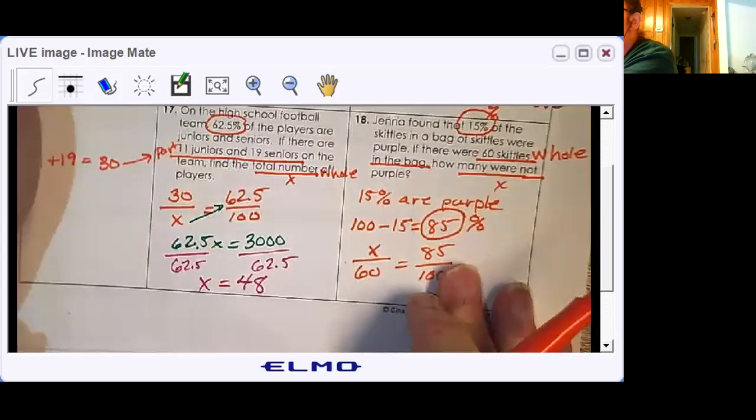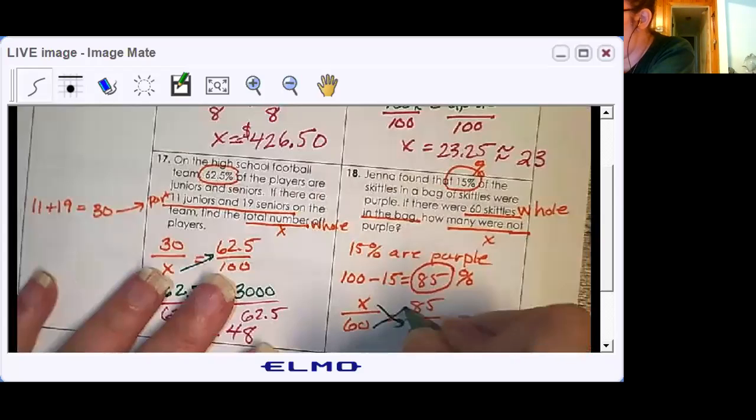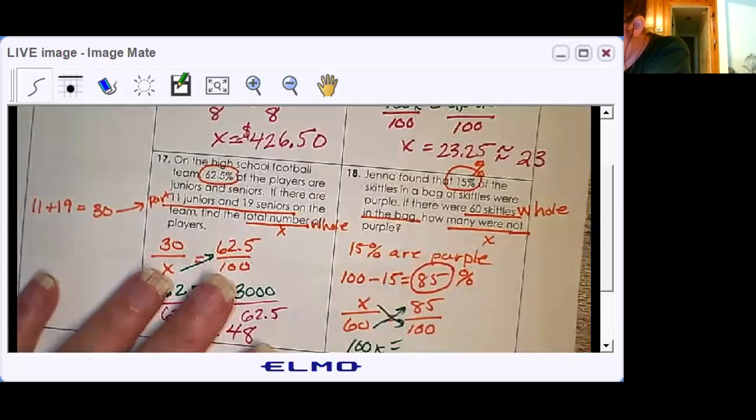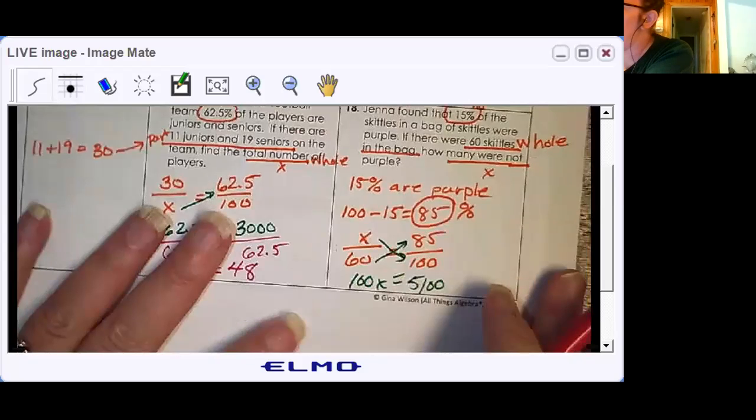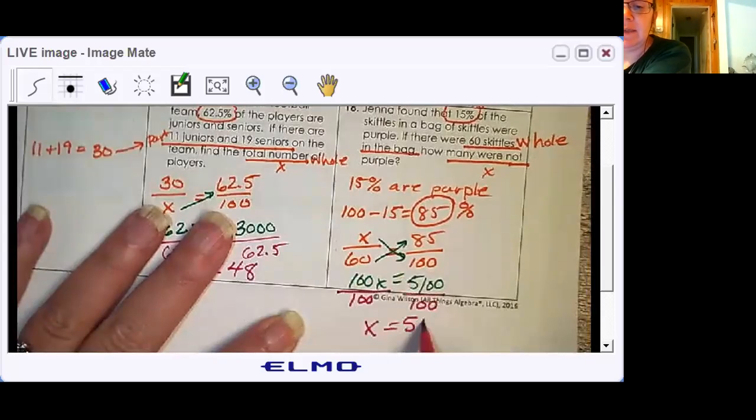So now that we have our problem set up, we can solve it. Cross multiply first. 100x equals 60 times 85. That's 5,100. Now I need to find out how many Skittles, because you know there aren't 5,000 Skittles in that bag. I wish there were, but we're talking party size. So we're going to divide by 100. And so 51 of the 60 Skittles in the bag are not purple. That is way too many not purple Skittles in that bag.